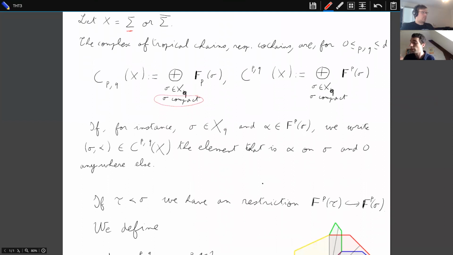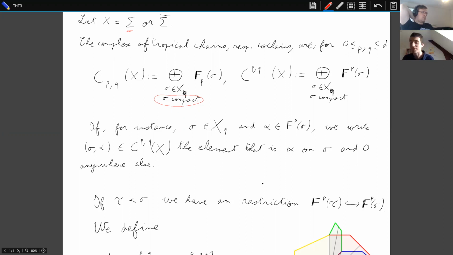Matthieu, if sigma is not compact, then there's only one compact cell, right? Yes. Sorry. Sigma as a fan only has one compact cell, I guess I should say. Yes, I will say that just after. So indeed, there is only the origin. And so the cohomology is very simple. We will see that. Sorry, jumping ahead.